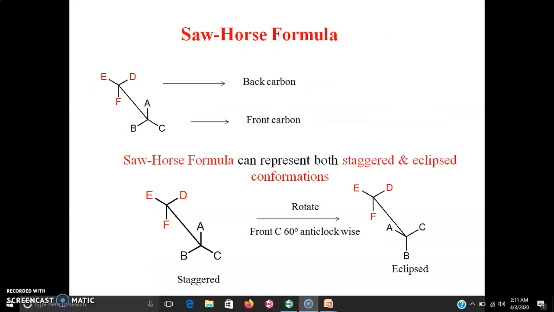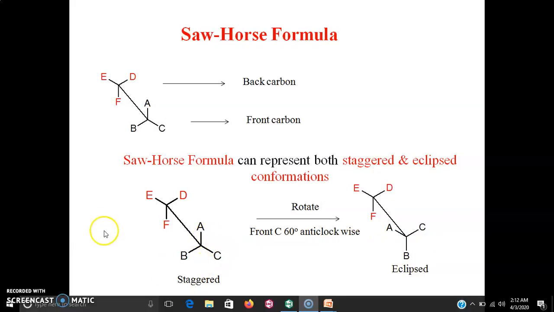And next, coming to the last method, the Sawhorse formula. This is a Sawhorse model. Here the carbon which is orienting downward represents the front carbon, so this is the front carbon, and the carbon which is orienting upward represents the back carbon, so this is the back carbon. Here also we can represent both staggered and eclipsed conformations using Sawhorse formula. This is the staggered Sawhorse formula and this is the eclipsed Sawhorse formula.